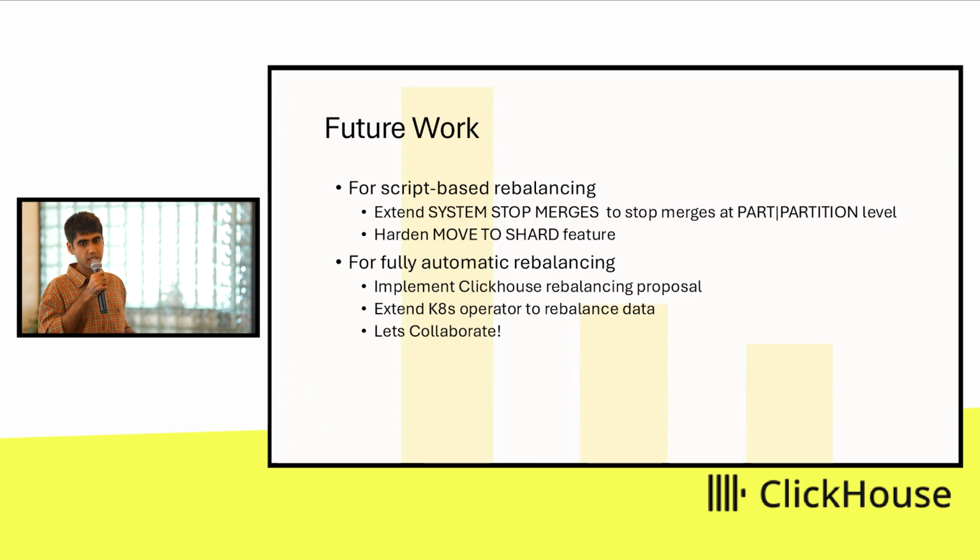The next and the best thing is obviously to have fully automatic rebalancing. For that, we need to implement the ClickHouse core team proposal fully, and then extend our existing Kubernetes operators to rebalance data during scale-in, scale-out events. Once we have that, it will be fully automatic for us.